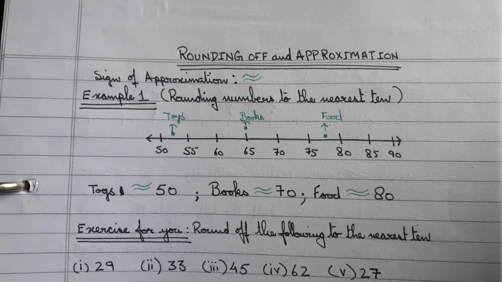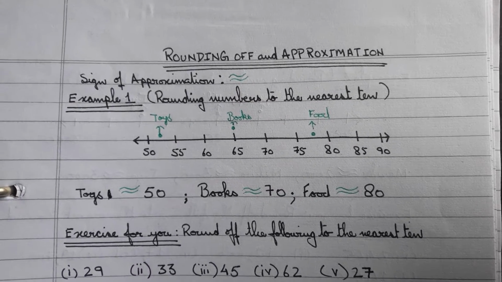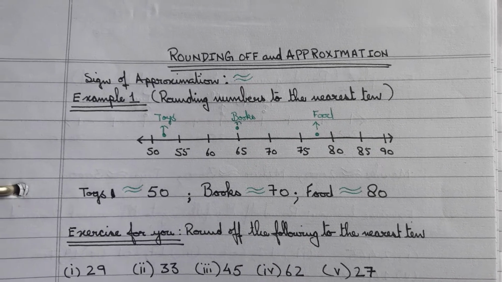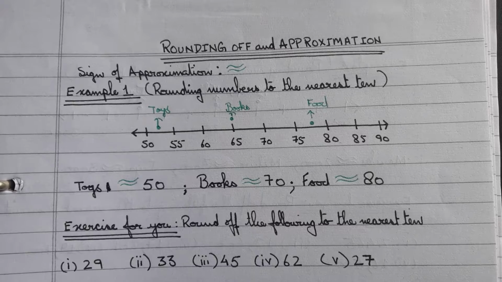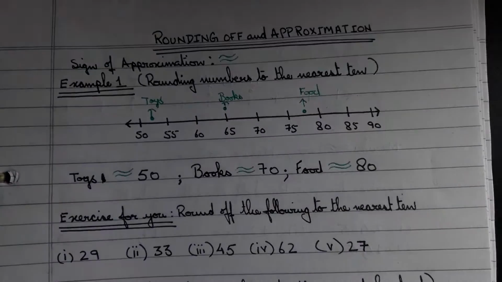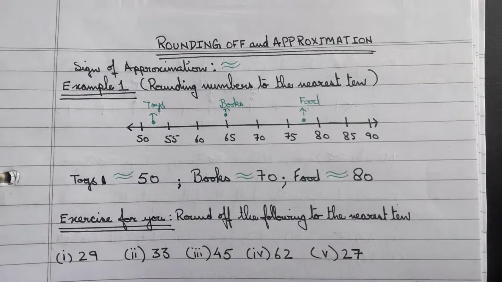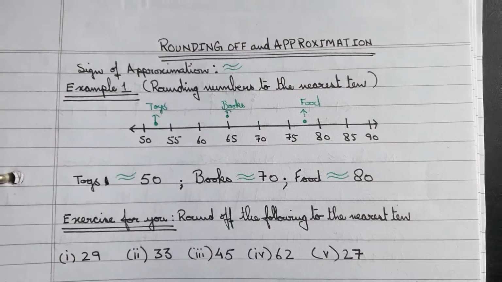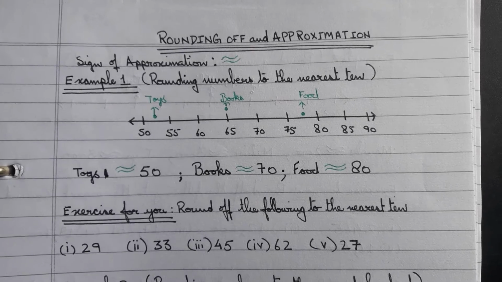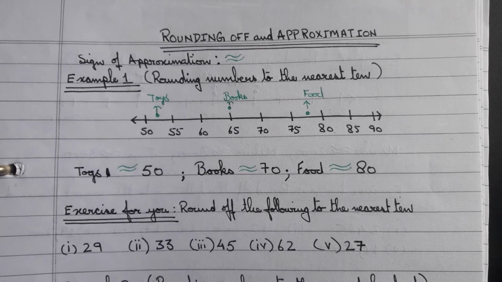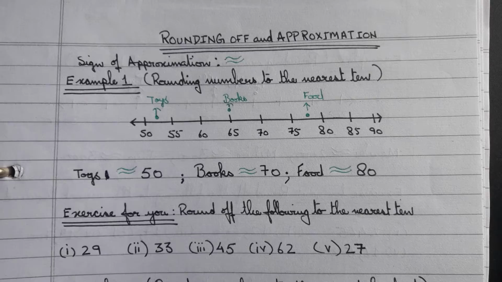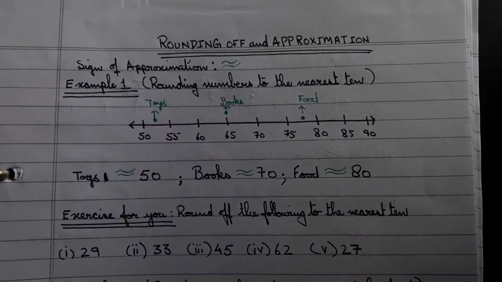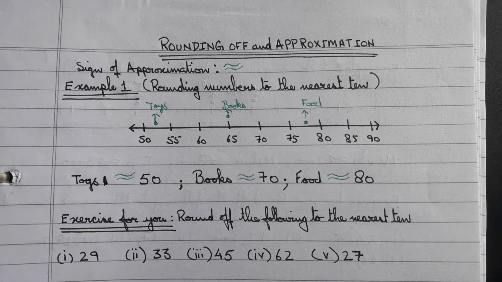So, good morning, children, and welcome to this class on rounding off and approximation. Today, we shall talk about rounding off. Rounding off means converting the number to the closest 10, hundreds, thousands, 10,000, lakhs, 10 lakhs, crores, right? That is what we are going to talk about. I know you have done this in your previous classes, class 2, class 3. But let's focus on this once again.